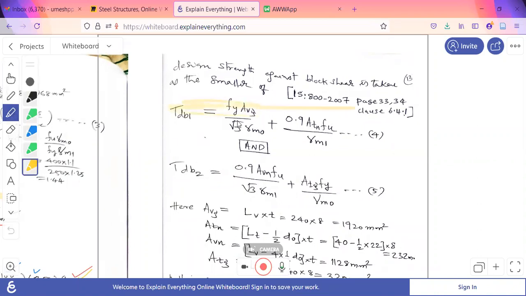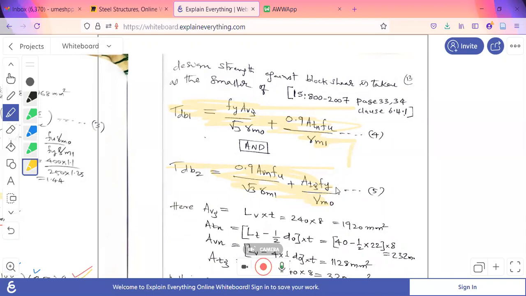Just to calculate this part, it is either this or this formula, the smaller of the two. Whichever is smaller, you should take it. But remember, you require Avg, Atn, Avn, Atg. All other values are fixed. You have to calculate 4 areas. Once you are perfect in 4 areas, only then can you say, I can solve problems in module 4. If you cannot calculate Avn, Atg and all these 4 area values, you cannot depend on this particular module, because it comes in the design also, and in the analysis also.